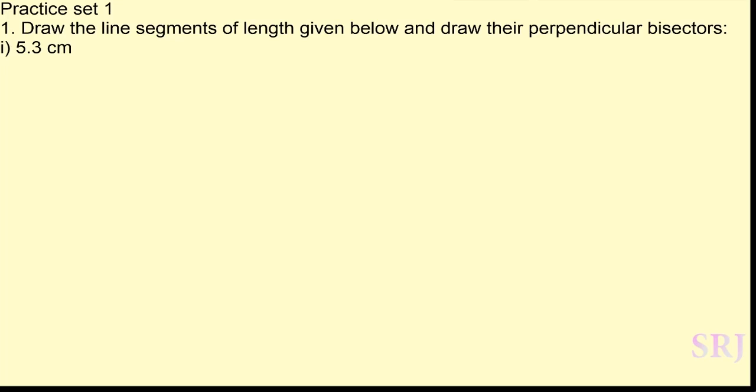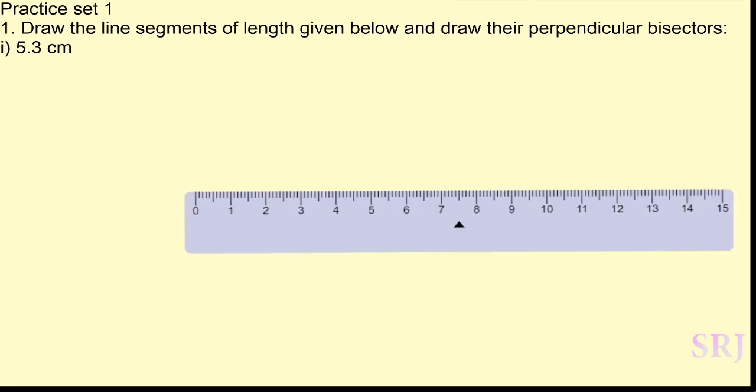Today, we are going to start with practice set 1. The first question is, draw the line segments of length given below and draw their perpendicular bisectors. The first question is 5.3 cm. So first, we will draw a line segment of length 5.3 cm. In order to draw a line segment, we need a scale. We will place the scale and draw a line segment of length 5.3 cm.